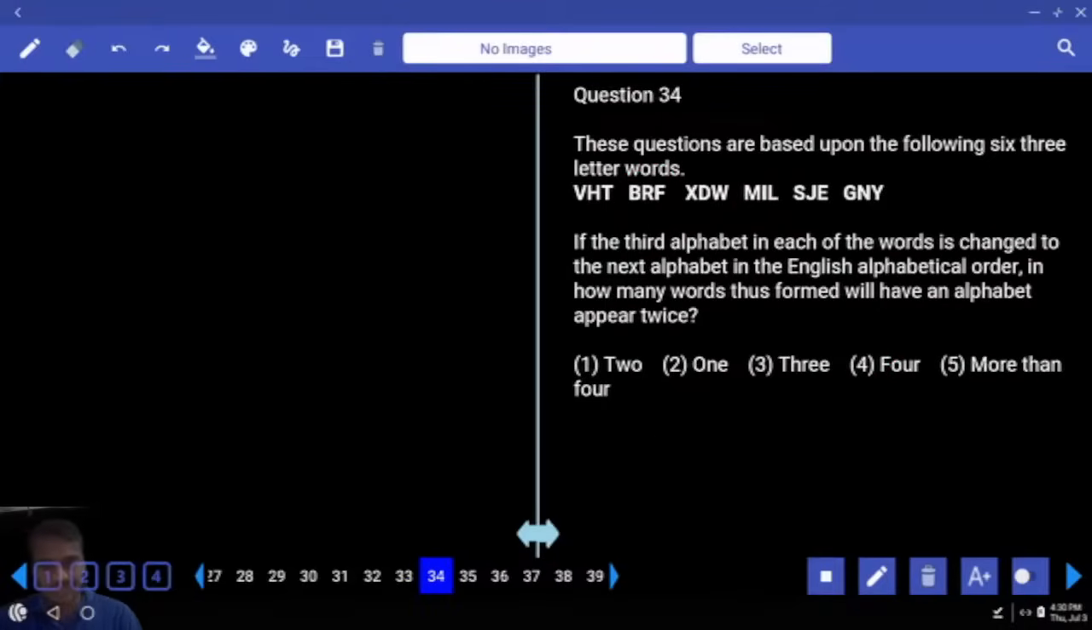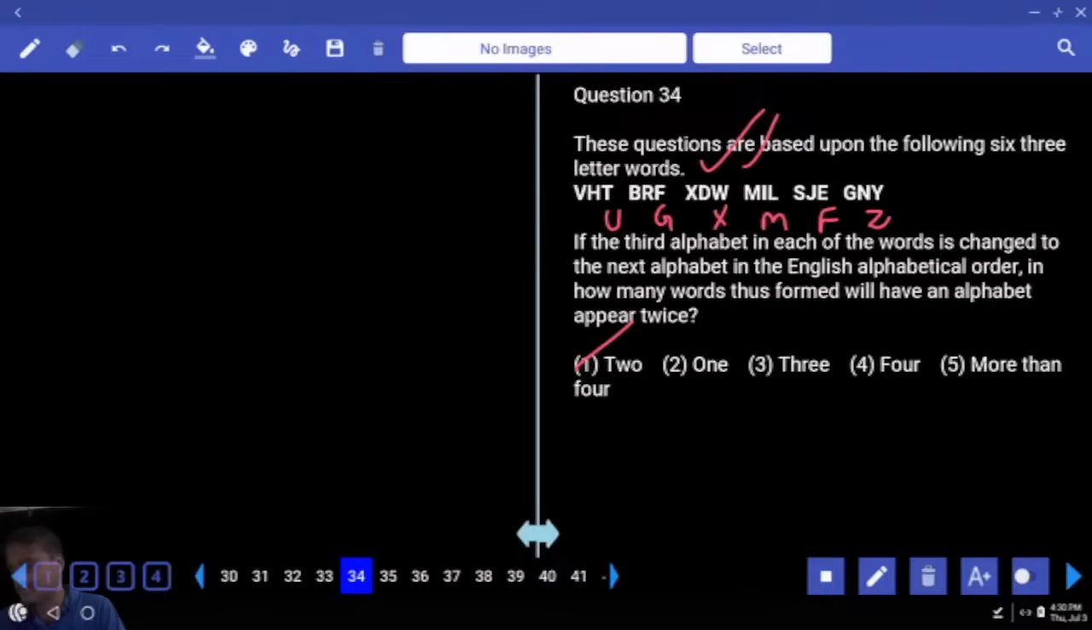Then 34. Third alphabet is changed to next alphabet. Then T has become U and F is what? F is Z, W, X, L, M, E, F, Y, Z. Then in how many words is found? In an alphabet, letter appear twice. VHU, BRG, XDX, and MIM. Then SJF, GNZ. And so many, 2. 2, that is choice 1, 34.